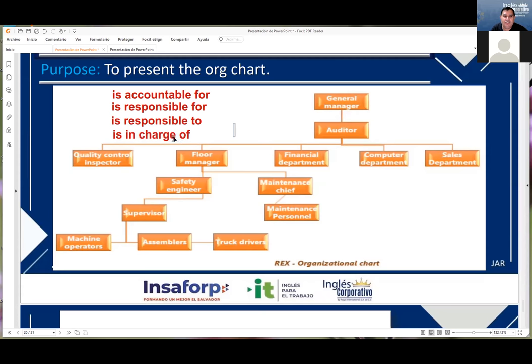Vaya, "is in charge of". Estar a cargo de. The floor manager is in charge of what? ¿Está a cargo de qué? "He is in charge of", me dijo el floor manager. Sí, the floor manager. Del general manager, gerente general.